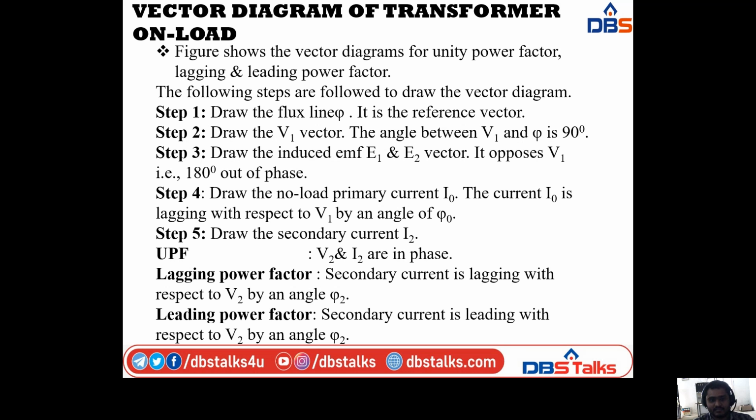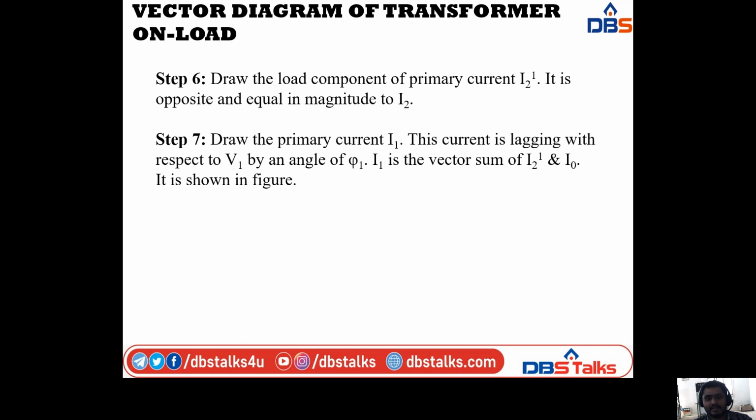Coming to the fourth step, here I am drawing the no-load primary current I0. I am drawing the no-load primary current for all three cases: unity power factor, lagging power factor, and leading power factor. Here the current I0 is lagging with respect to V1 by an angle phi naught.